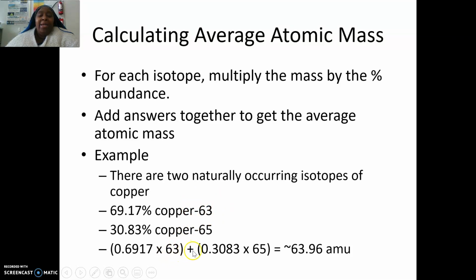Then we're going to add it to the percentage turned into a decimal once again of the other isotope, so that's how we end up with 0.3083. We're going to times that by that mass number at the end, which is 65. And then we are going to make sure that we remember our rules of operation. So we're going to do the multiplication first. So we're going to multiply these 2 together, and then we're going to add both of these numbers together. And the number that we get is 63.96. And the unit that we're going to use for average atomic mass is going to be AMU.